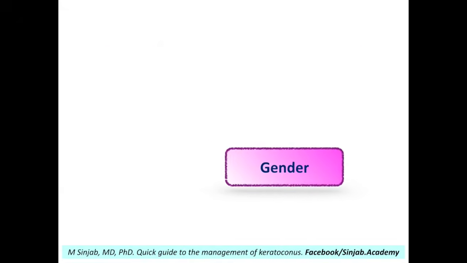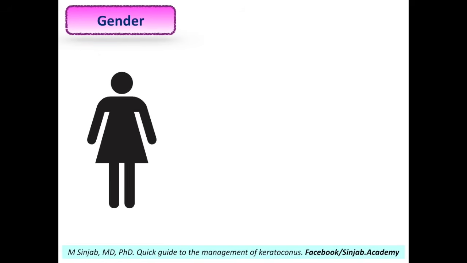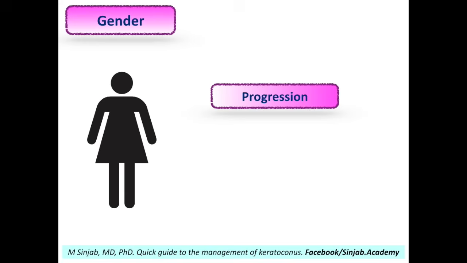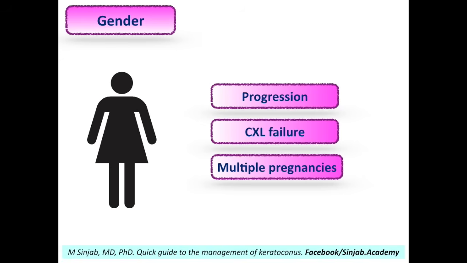The patient's gender also affects the decision, because of the hormonal issue in females. Keratoconus can have a higher progression rate in females, especially due to pregnancy, and when a female has been cross-linked before pregnancy, her cross-linking may be prone to failure. We also have to ask the female whether she is planning for multiple pregnancies.